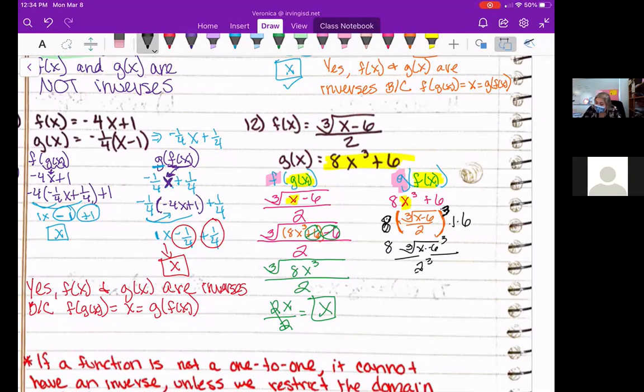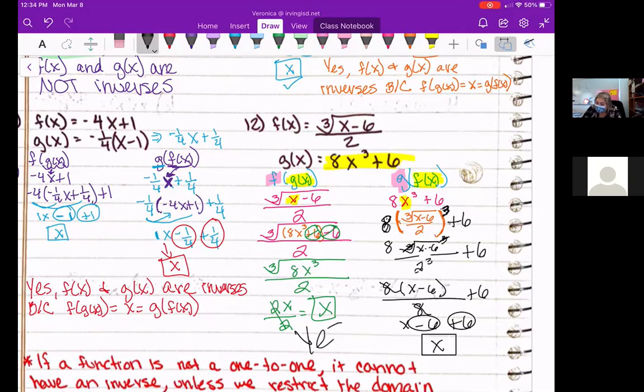So don't forget you have a plus 6 out here. So we have this cube root and this cube cancel each other out. So we have 8 times x minus 6 over 2 to the power of 3, which is 8, plus 6. Well, what's going to happen to these 8s? They're going to cancel out. So you're left with x minus 6 plus 6. Negative 6 and a positive 6 gives you x.